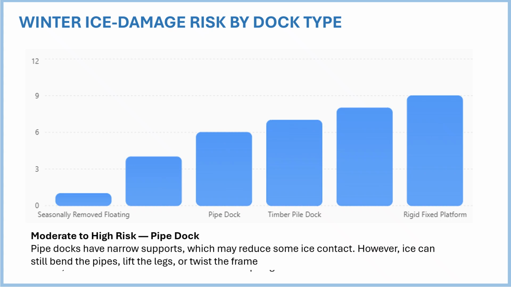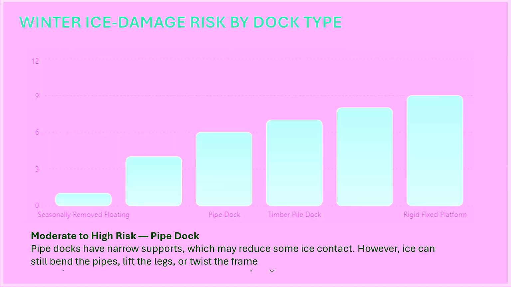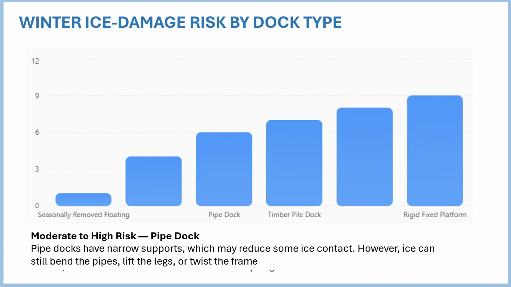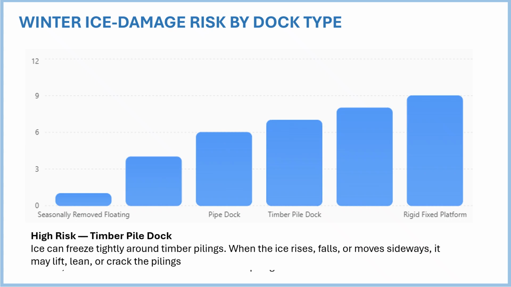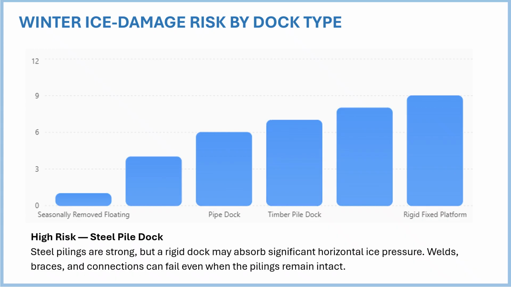Moderate high risk is the pipe dock. Pipe docks have narrow supports which may reduce some ice contact. However, ice can still bend the pipes, lift the legs, or twist the frame. High risk is the timber pile dock. Ice can freeze tightly around timber pilings. When the ice rises, falls, or moves sideways, it may lift, lean, or crack the pilings.